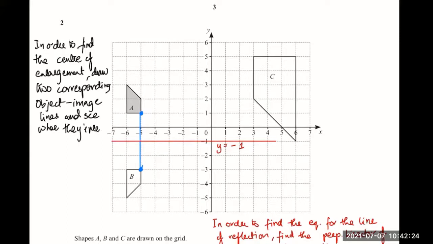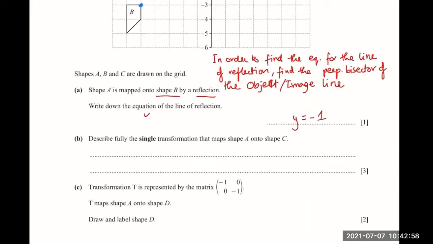That's right. If I have to describe the enlargement, I will have to state the center of enlargement and also the scale factor. Now corresponding. So this point corresponds to this point. So I'm going to join these with a straight line. That's one object image line. Similarly, this one corresponds to this one. So I'm going to join these with a straight line. Where do they intersect? They intersect at this point. What is this point? This point is -3, 2.